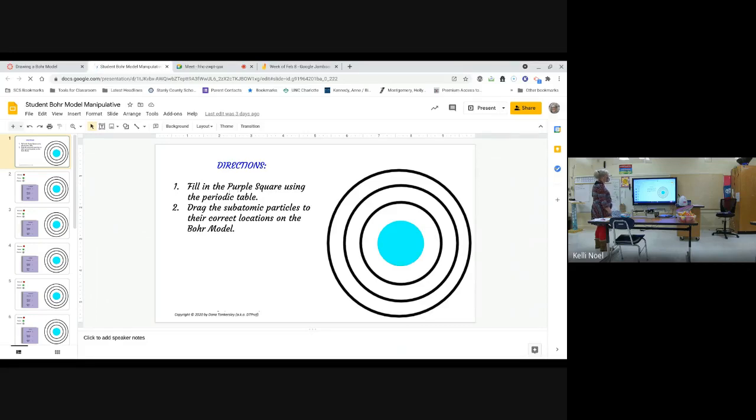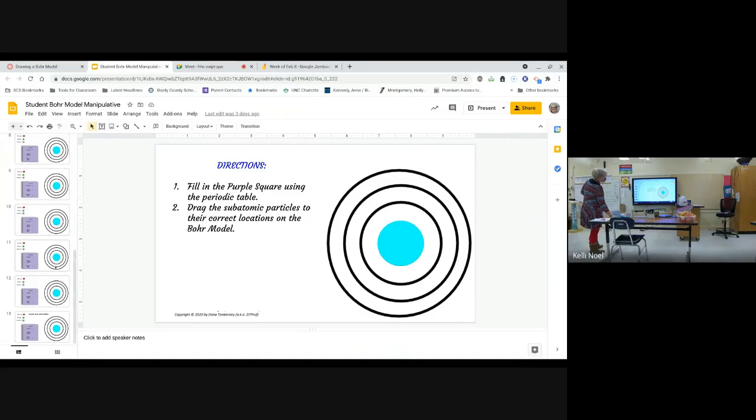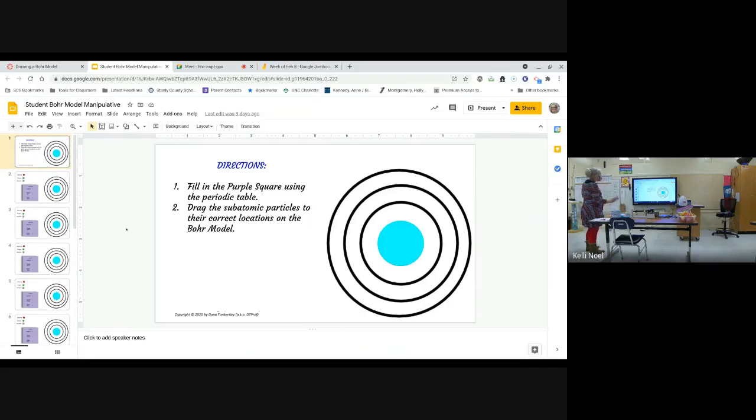You're going to fill in the purple square using your periodic table, and then you're going to drag and drop subatomic particles to their correct locations on the Bohr model. So you may need these steps to remind you where to find that information. We're going to do a couple of these together. If you scroll down, you will see there's a total of 13 that you're going to do. We're going to do the first couple together. You'll spend the rest of class doing this.